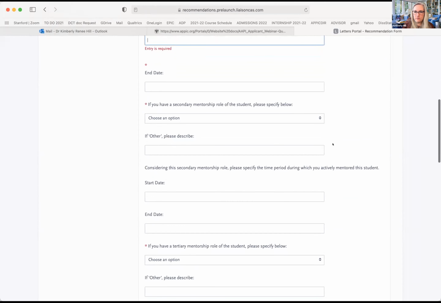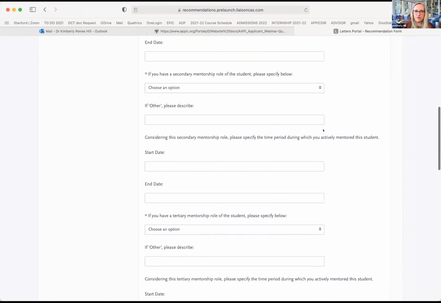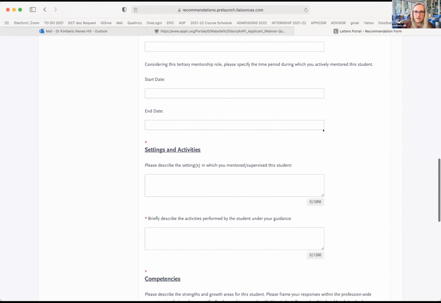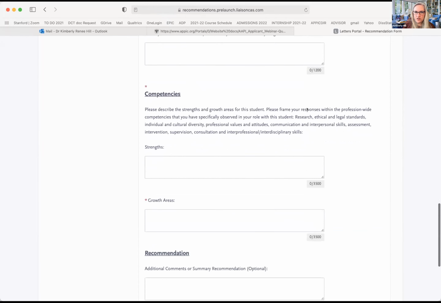Some supervisors and mentors have multiple roles. You can say, I was a supervisor, and I was also their dissertation chair, and there are 3 options for that. This makes it easy for the internship training directors, who get hundreds of applications and have very constricted time to review them, because it breaks this out into chunks where they can quickly go to what is most important. Here is a block where the letter writer can talk about the setting and activities the student did under their supervision.